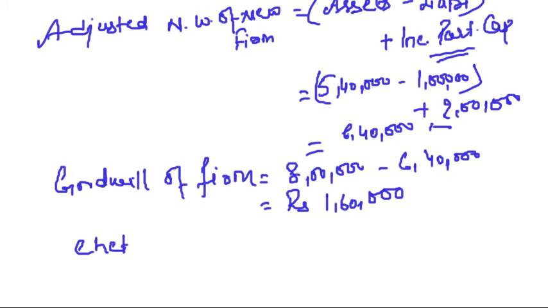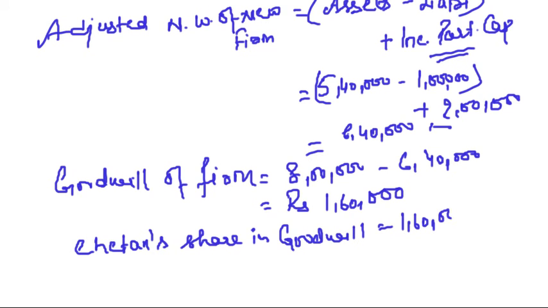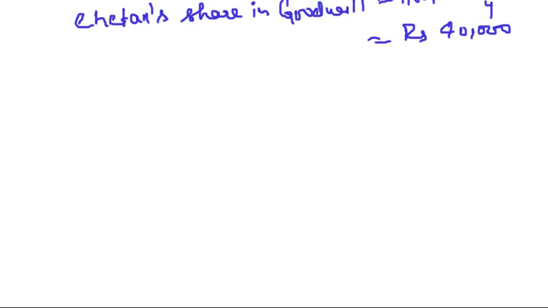Now we calculate Chetan's share in goodwill. What is the total goodwill? 1,60,000. His share 1/4. So rupees 40,000 is Chetan's share in goodwill, which he has to pay to the old partners. So what will be the journal entry? He is not bringing goodwill, he is bringing only capital. We have identified the hidden goodwill. We have identified the amount which should be paid by Chetan to the old partners, the hidden amount. So what will be the journal entry?